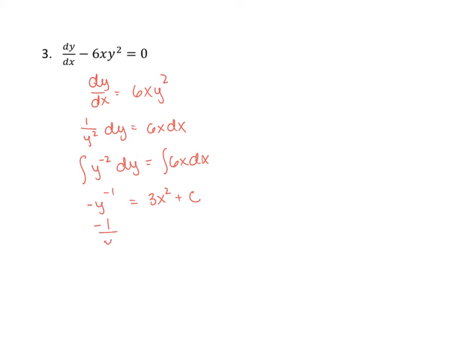This is just like the first problem. I'm going to have negative 1 over y equals 3x squared plus c, which means I'm going to have y equals negative 1 over 3x squared plus c.